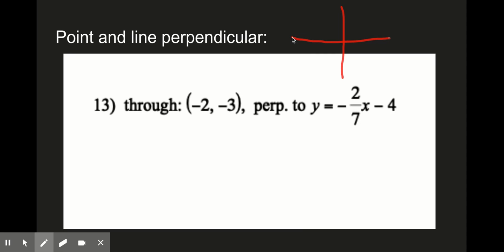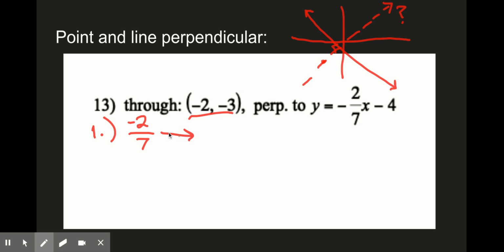So here's the situation I want you to imagine. Negative 2, negative 3, there's this point. And then here's this line with a negative y-intercept, so it probably looks something like this. There must exist that dashed line. The question is, what's the equation for that dashed line that runs perpendicular to the other line and goes through this point? Well, step one would be, I need to take this slope and convert it.